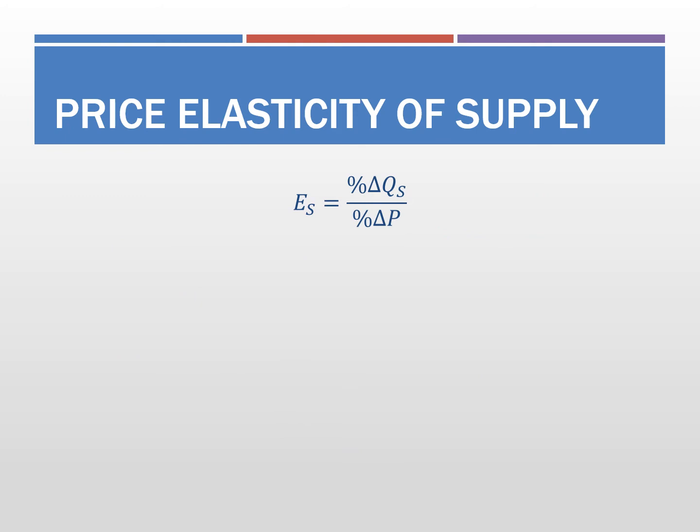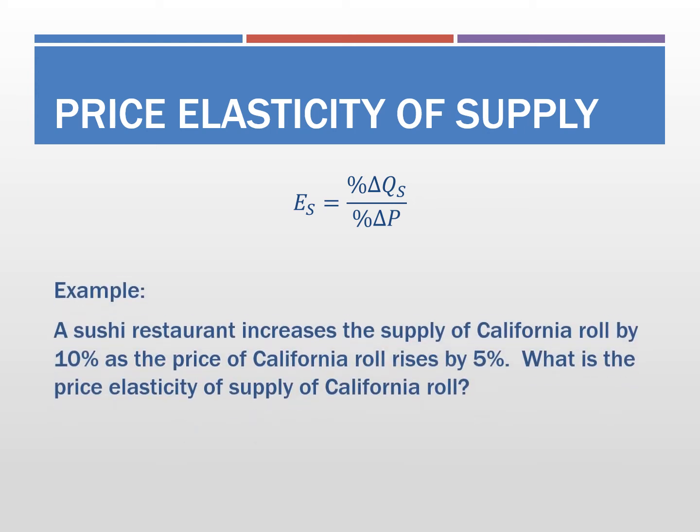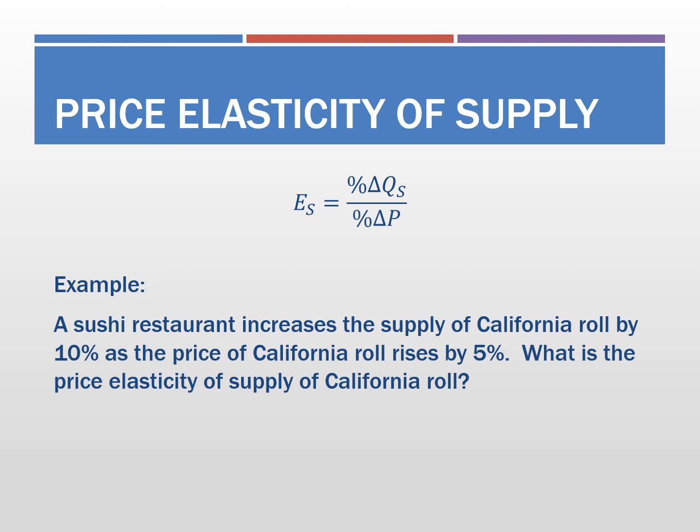Now, the last thing that we would like to cover in this video is the concept of elasticity of supply. Very similar notation you are going to see here. The elasticity coefficient for supply is equal to the percent change in quantity supplied divided by the percent change in price. To calculate this coefficient, again, all you need to know is the quantity supplied of a product and the price of the product.